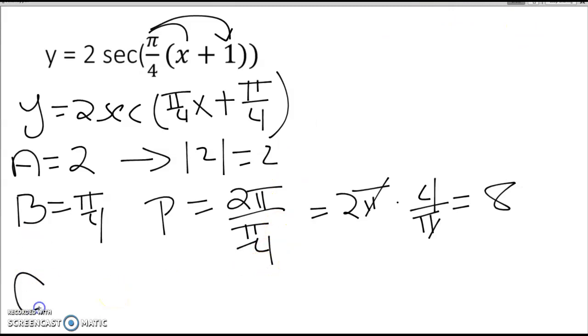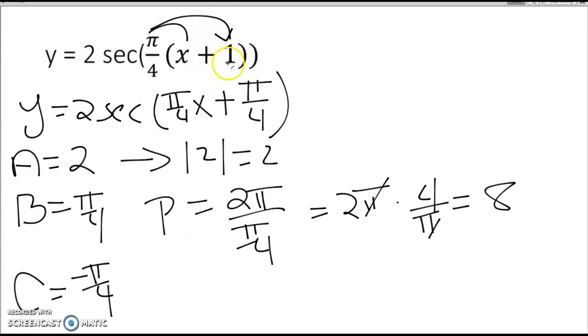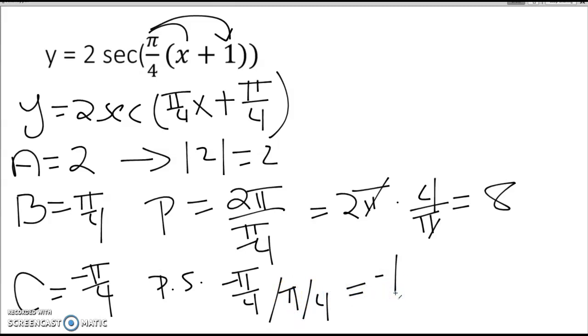Okay, our C is actually negative pi over 4. Why is it negative? Because if we go back and look at the formula, it's minus C, and here we have plus C, so that means we have to have the opposite sign. So it's a negative pi over 4. So our phase shift, we'll just put it as PS, will be negative pi over 4 divided by our B, which is pi over 4. So it is going to be negative 1.